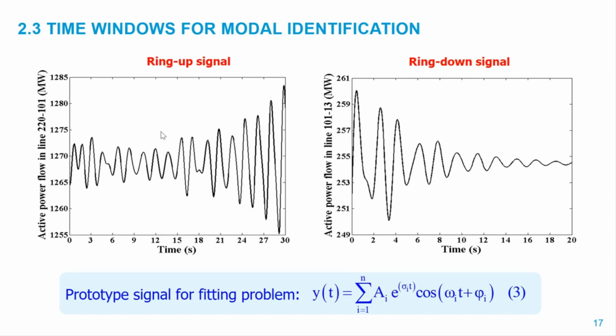Somewhat similar in the second case in the ring down, but this is less critical because of the speed of the variations in the oscillatory modes, in the frequency especially, and the damping is decreasing. Is increasing, sorry. The oscillations are more heavily damped towards the end.